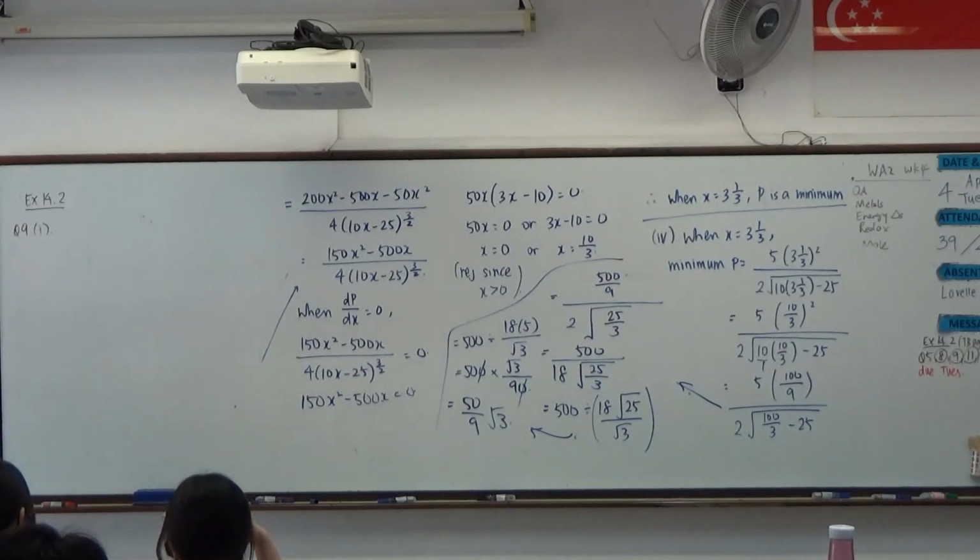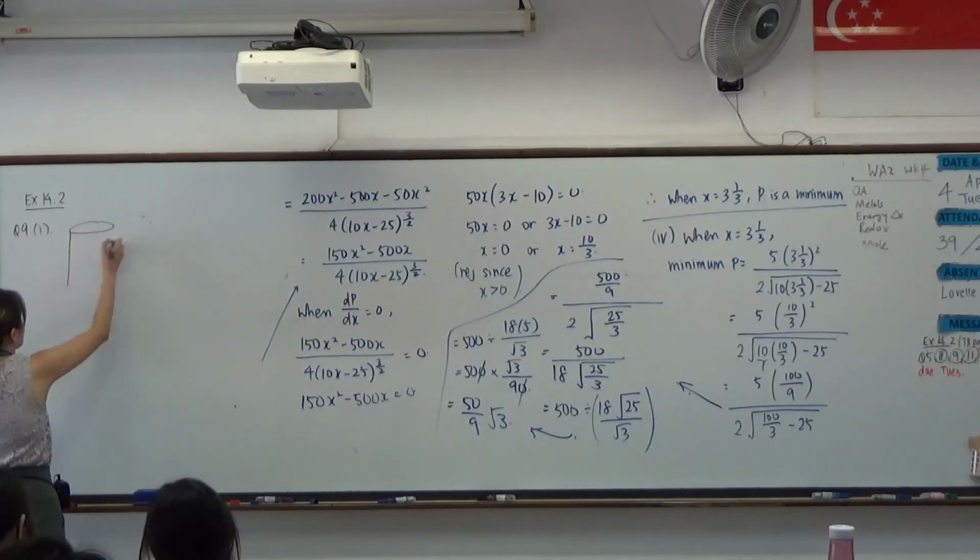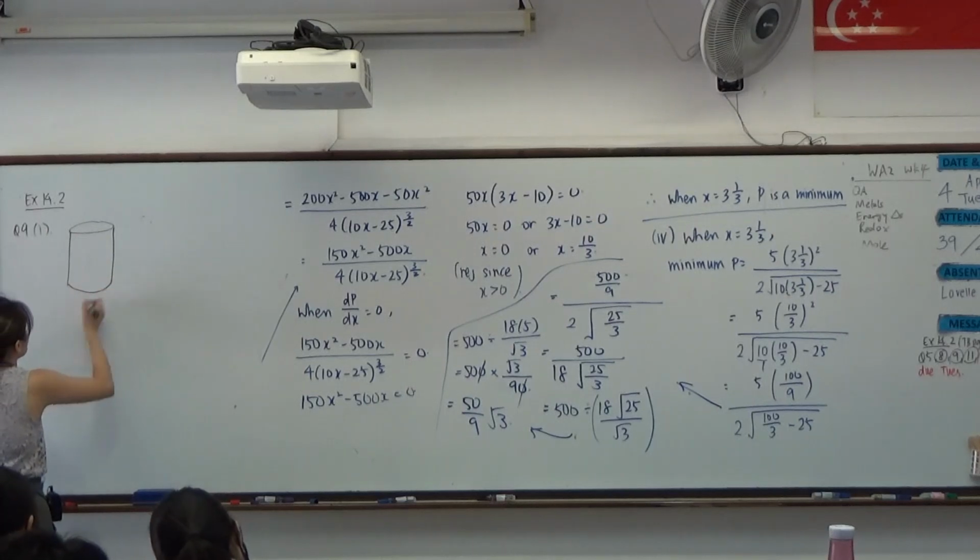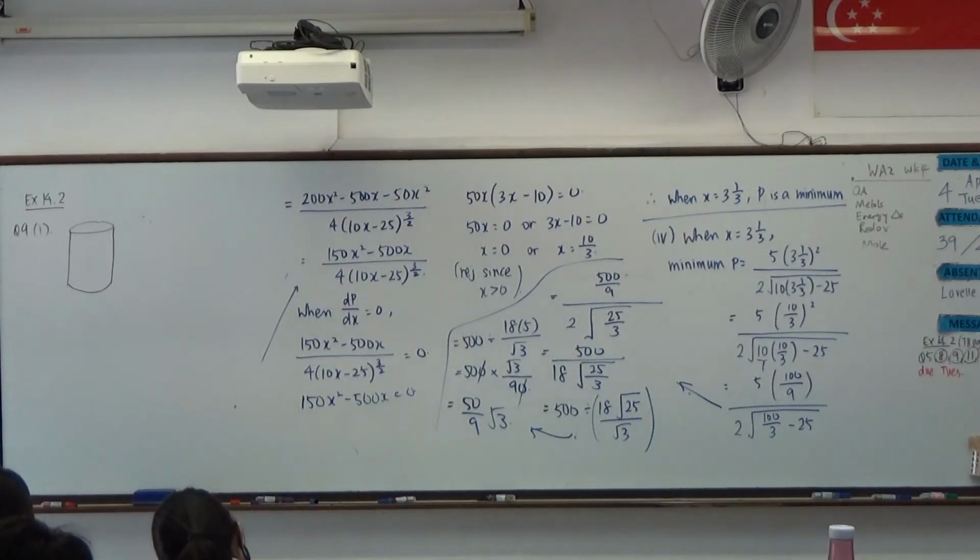For part 1, you must remember what is a cylinder and the formula for volume of a cylinder. A cylinder is the one that has a round base and goes straight up. It says that it has a height of h and radius r.